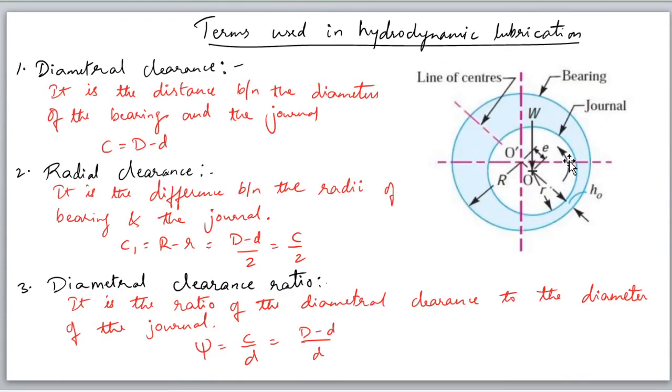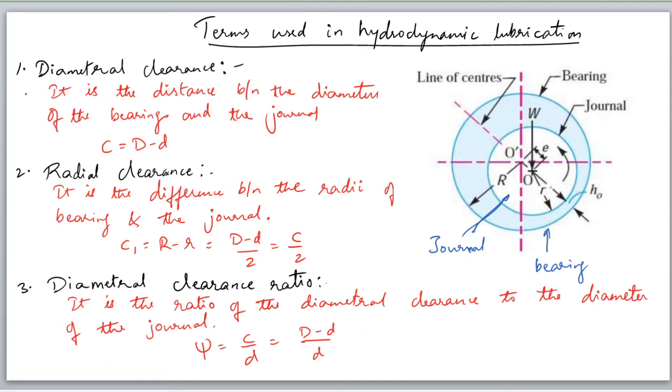The next topic is terms used in hydrodynamic lubrication. In the figure, you can see the hydrodynamic lubricated bearing, which consists of a journal and a bearing. So this is the journal and this is the bearing, and the gap between the journal and the bearing is filled with oil. The load is acting along the axis of the journal, not on the bearing.